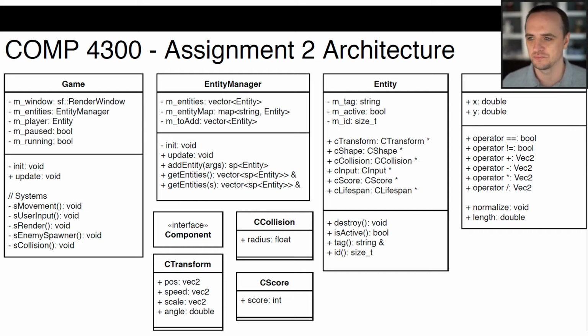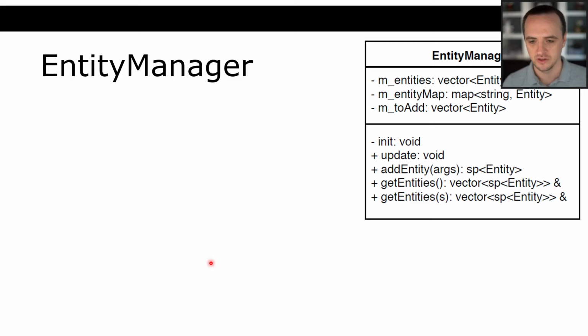Okay, hopefully. So here is what the architecture was for assignment 2. We essentially had a game class, and the game class basically did almost everything in terms of the game systems and everything. The game class had an entity manager, which stored entities, and the entities stored components. Okay, so let's have a look at that.